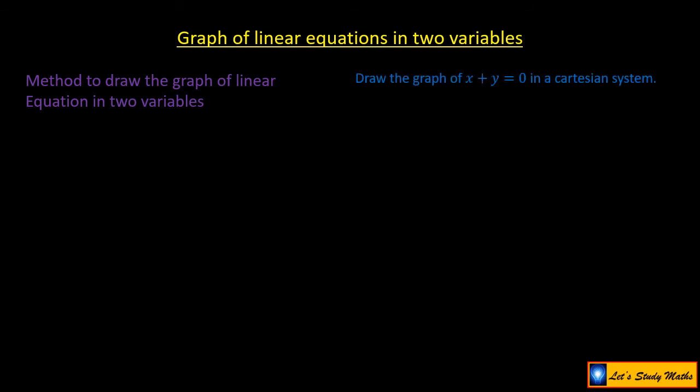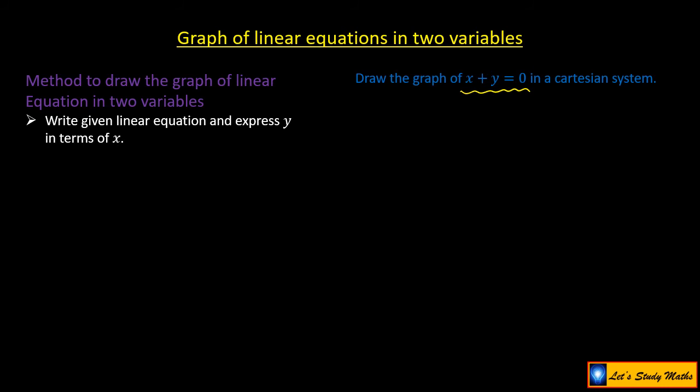So draw the graph of x plus y is equal to 0 in a Cartesian system. So x plus y equal to 0 is the equation. So for this equation we need to plot the graph. So to plot the graph we require x and y values. So they are nothing but solutions of the equation. So we'll see the first step. Write the given linear equation and express y in terms of x.